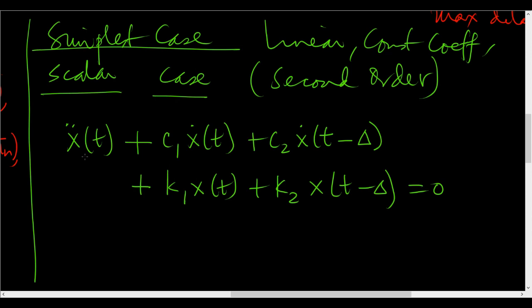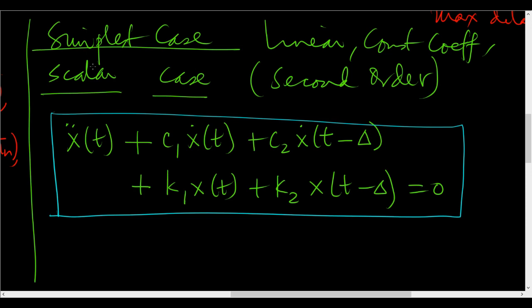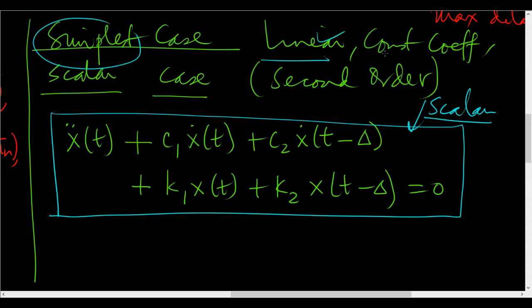Okay, first order would be simpler than that, but this is the scalar case, and the simplicity lies in the fact that it is linear, it is constant coefficient, it is scalar. The second order derivative introduces relatively less conceptual complication, as you will see. All right, how do we proceed?